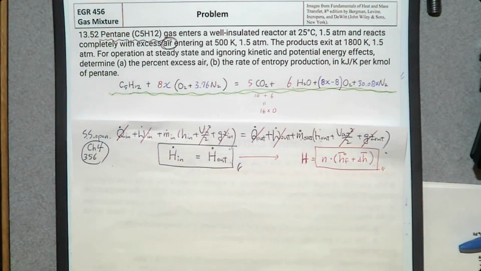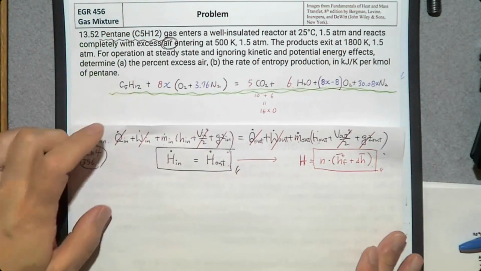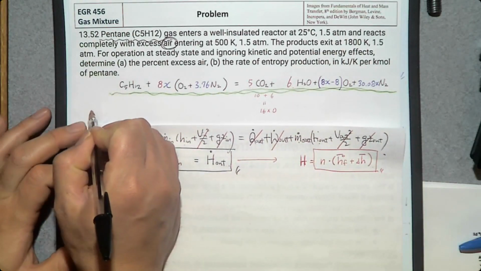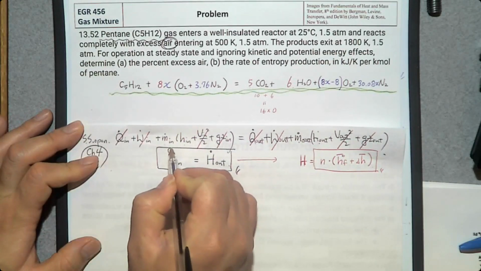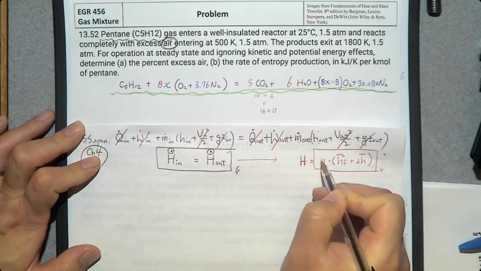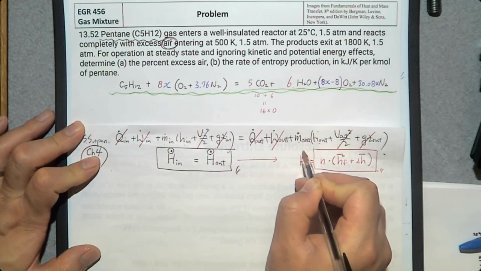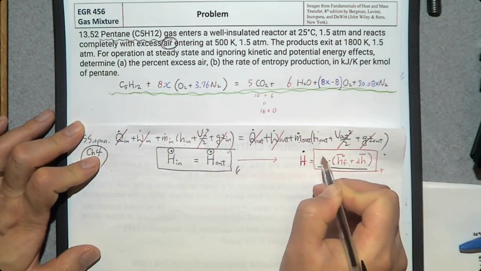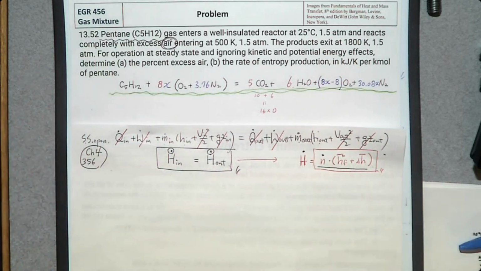So let me write down H dot of each term. First, pentane. By the way, we have a dot on top of it, so this is the rate of enthalpy. The rate of enthalpy can be determined by N dot times the enthalpy of formation plus delta H.